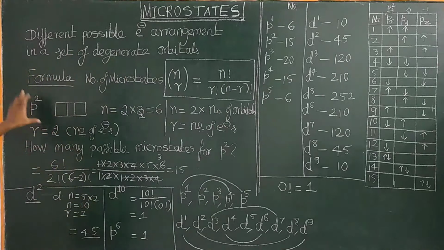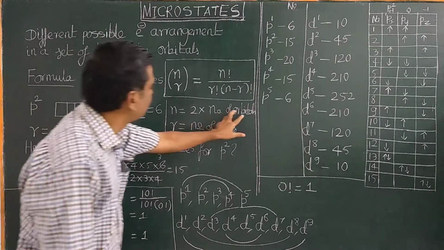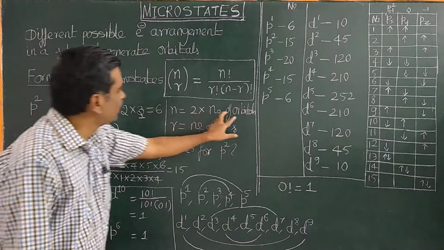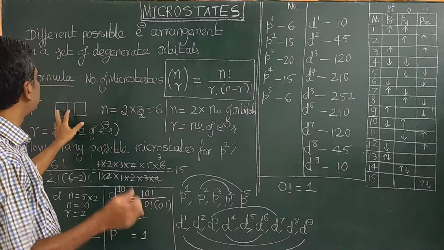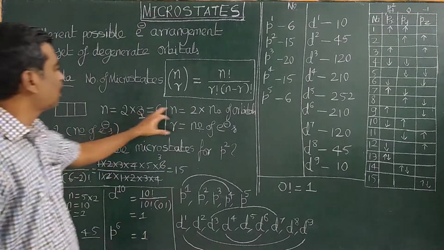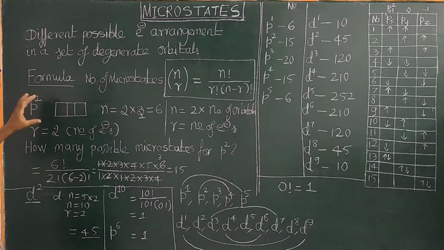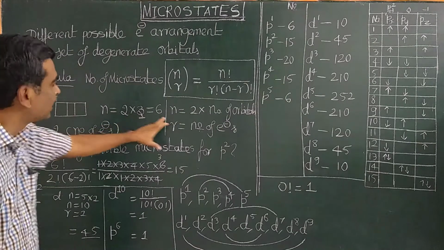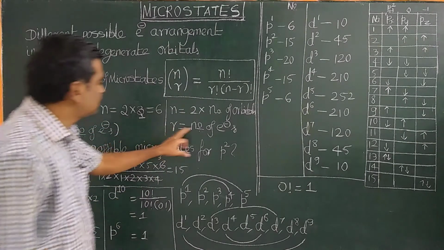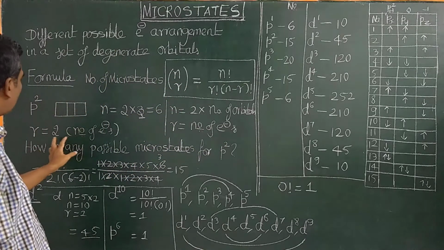Let us take P2. For the p orbital, triply degenerate, there are 3 p orbitals, and each orbital can accommodate 2 electrons. Therefore, 2 into 3, 6, which is twice the number of orbitals, because each orbital can accommodate 2 electrons. For D2, the d orbital, in that case 5 into 2, 10. And r represents the number of electrons. In this case, r equal to 2.